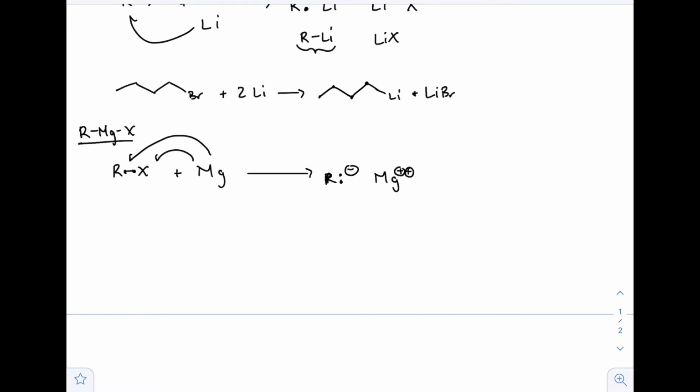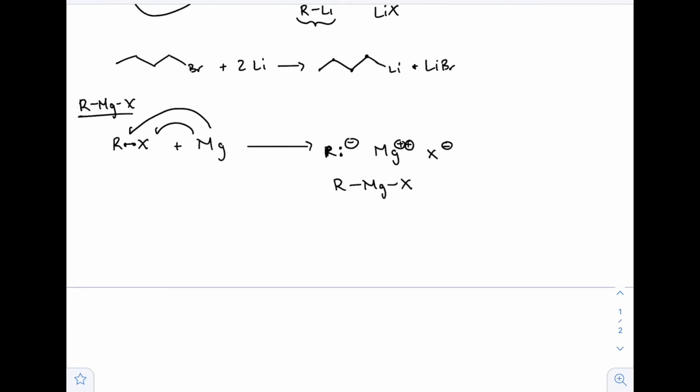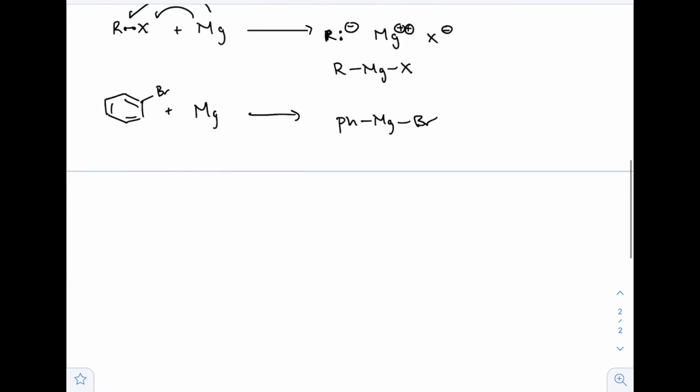And magnesium is actually in group 2, so it is dicationic, and so it actually gives up 2 of its own electrons rather than having, like, the 2 lithiums, right? So you end up with a dicationic magnesium that satisfies the charge on the R minus and the X minus. Okay, so an example would be bromobenzene with magnesium. Throw 2 electrons at it, get your phenyl minus and your bromide, and there you go. There's your Grignard reagent.